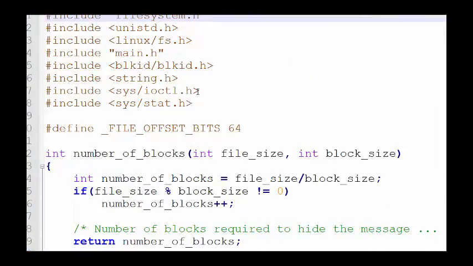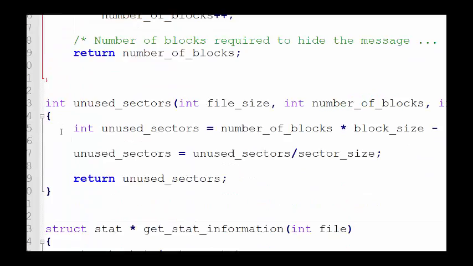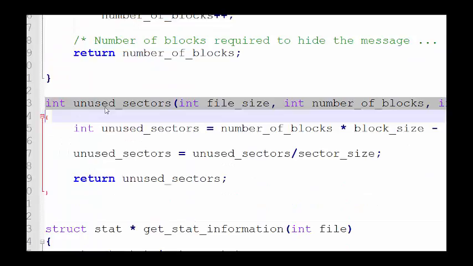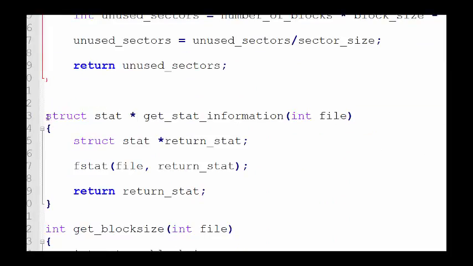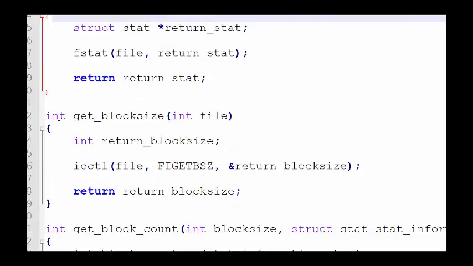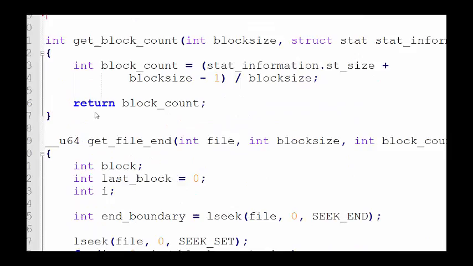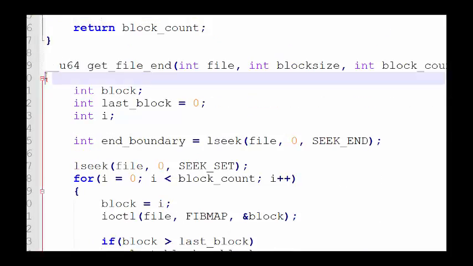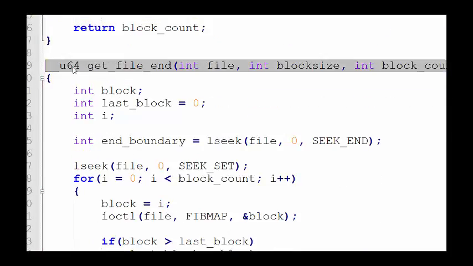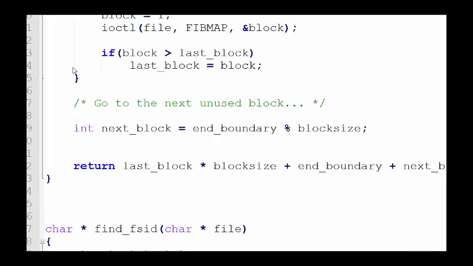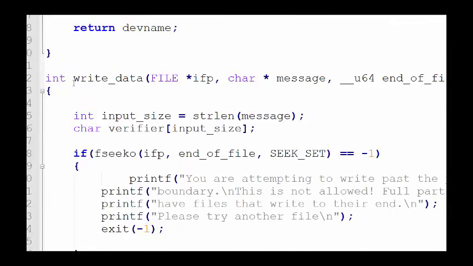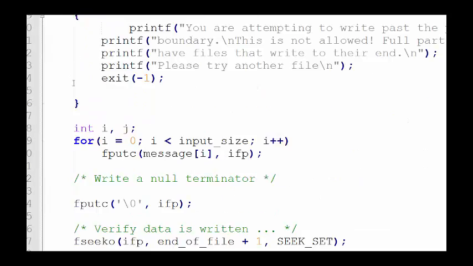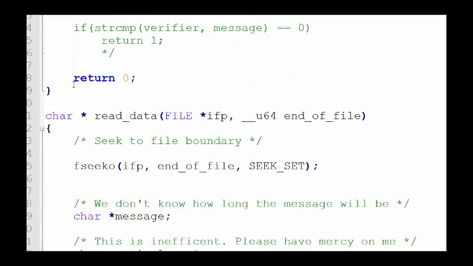And so here's his file system code. Gets the number of blocks, unused sectors. He's getting stat information, block size, block count, and the file. And since it's a large number, he uses an unsigned 64-bit integer. So I can't describe this too much, but you can see it's pretty straightforward code.